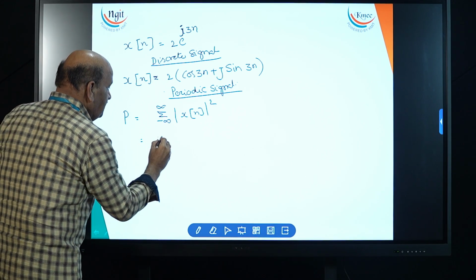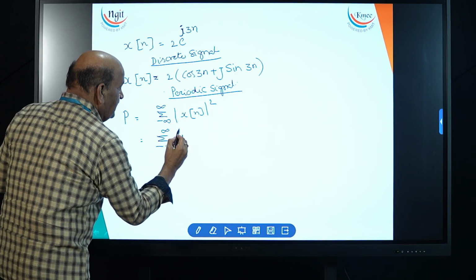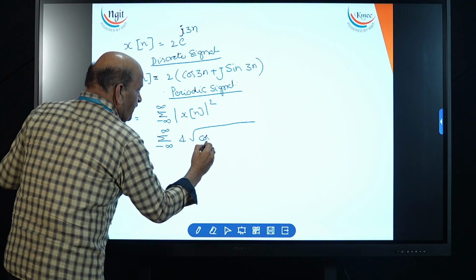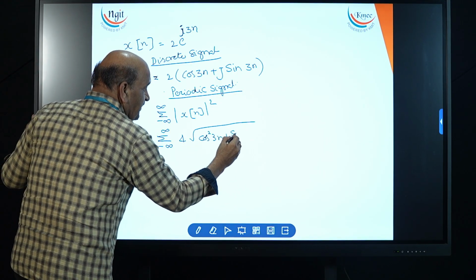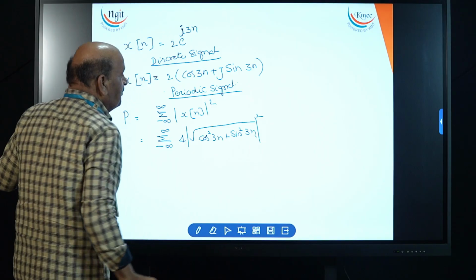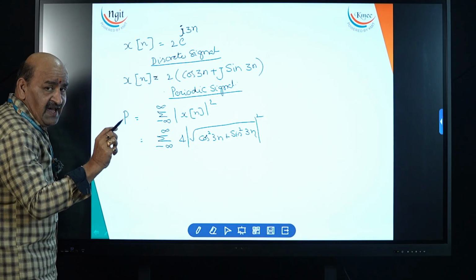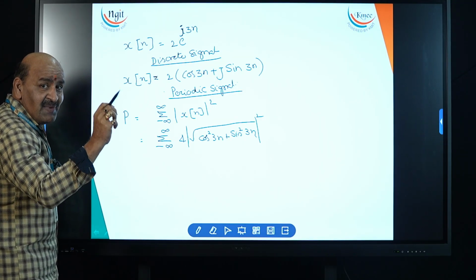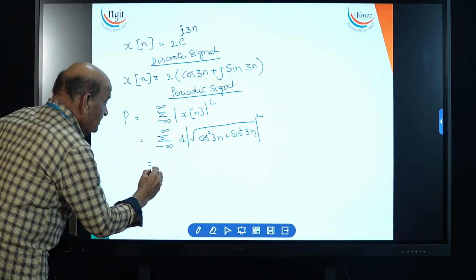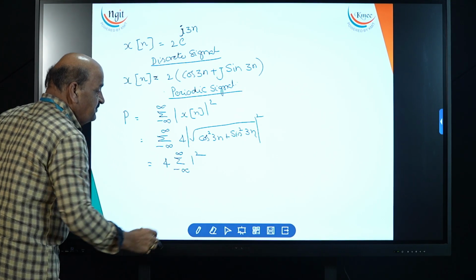Now this will become minus infinity to infinity, 4 into mod square. Mod means the square root of cos square 3n plus sin square 3n, whole square. Mod of a trigonometric signal means you have to take the square root of the square of the real part plus the square of the imaginary part. Now this will become sin square theta plus cos square theta, that is equal to 1. Therefore 4 is constant. Again we get 1 square.